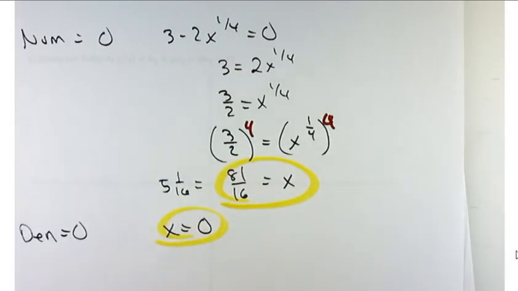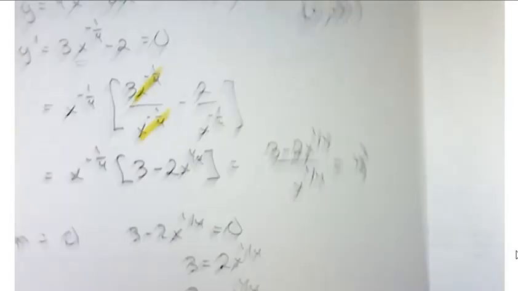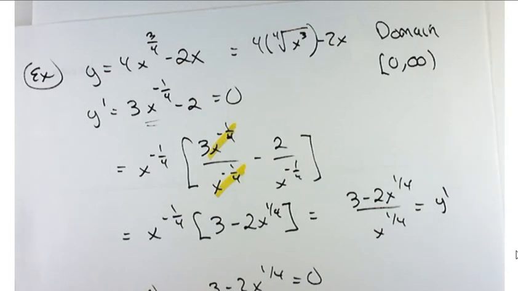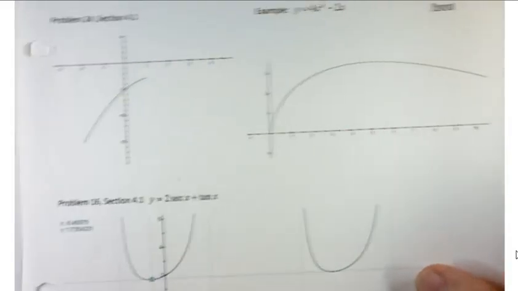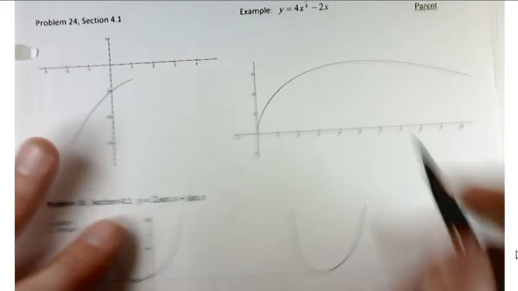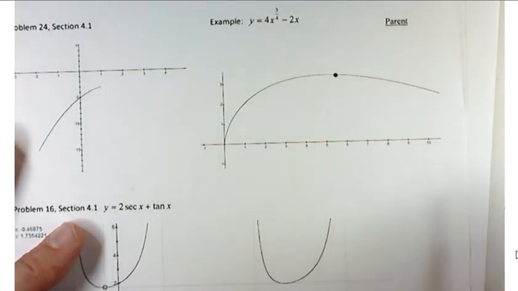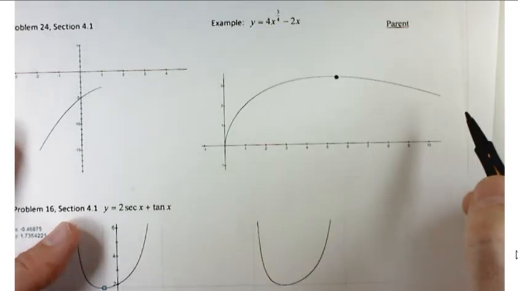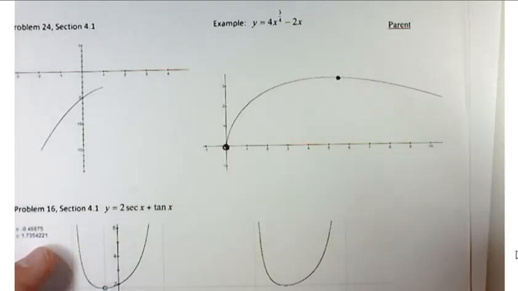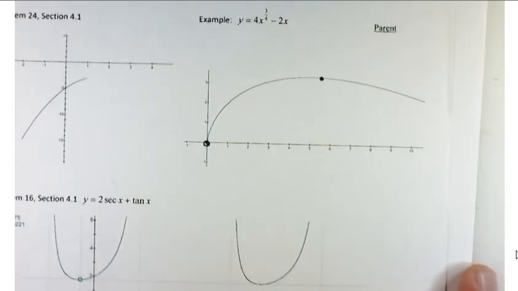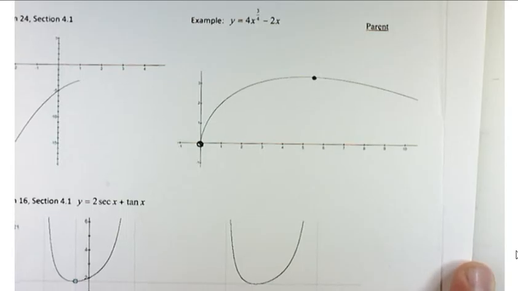Let's see how that matches what we see when we look at the graph. 81/16, a little bit past 5. Yeah, that looks pretty good. All right, somewhere there's a maximum. What's going on here that we got a critical point? It's a minimum, and why else did we get a critical point? We got a vertical tangent there. So, nice.